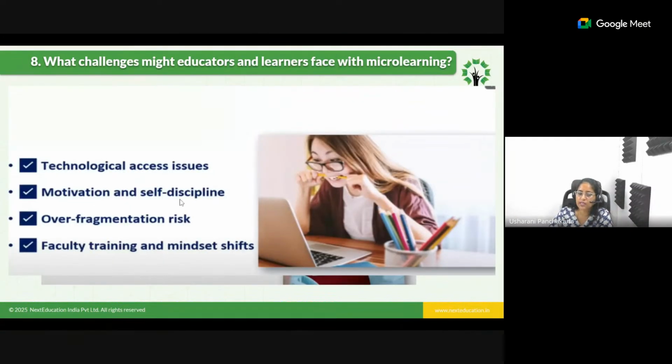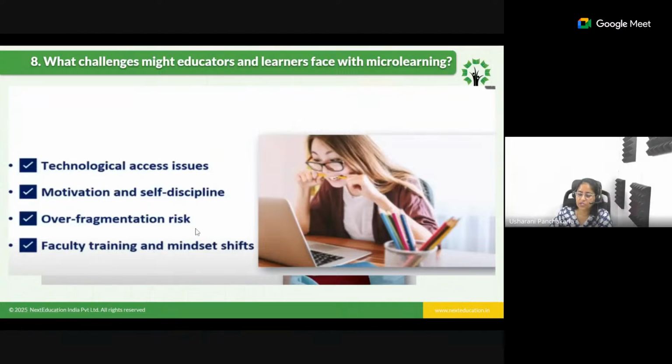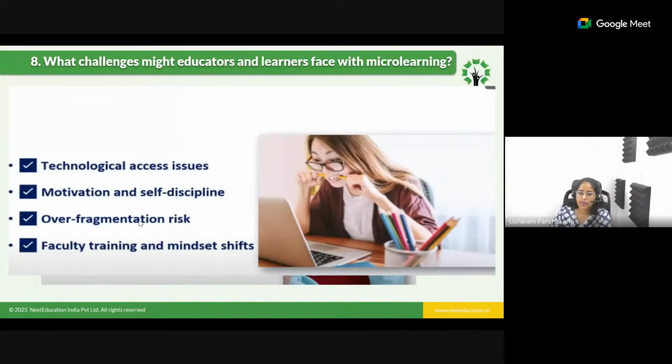Now coming to the next one, motivation and self-discipline. That is where the students might lag if the student is straight away accessing the materials online. But if the teacher is controlling it, fine, this issue can be overcome. Then the over-fragmentation risk, where you should not fragment to a level that it is very small, so that we are not getting any outcome from it. So that should be taken care of.